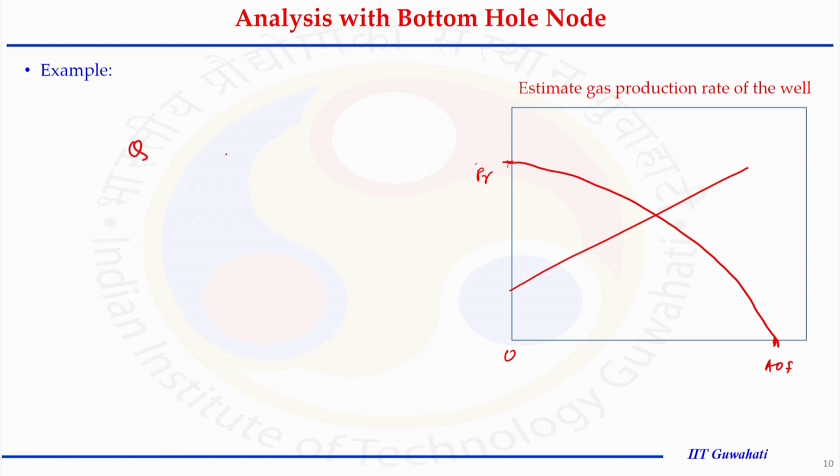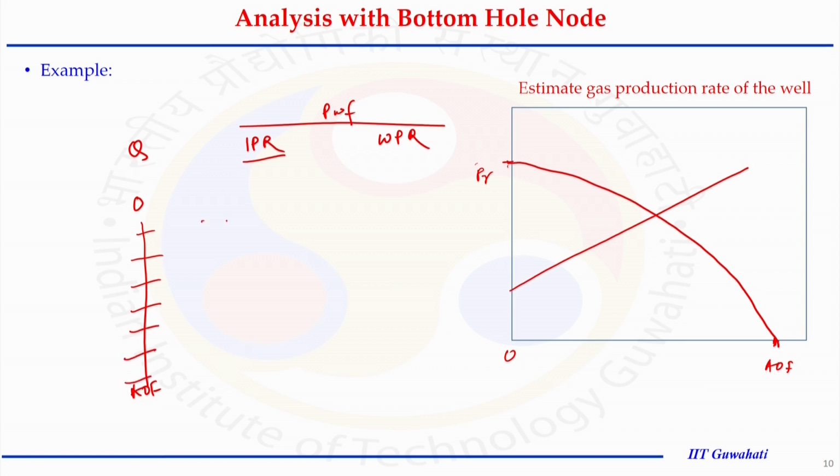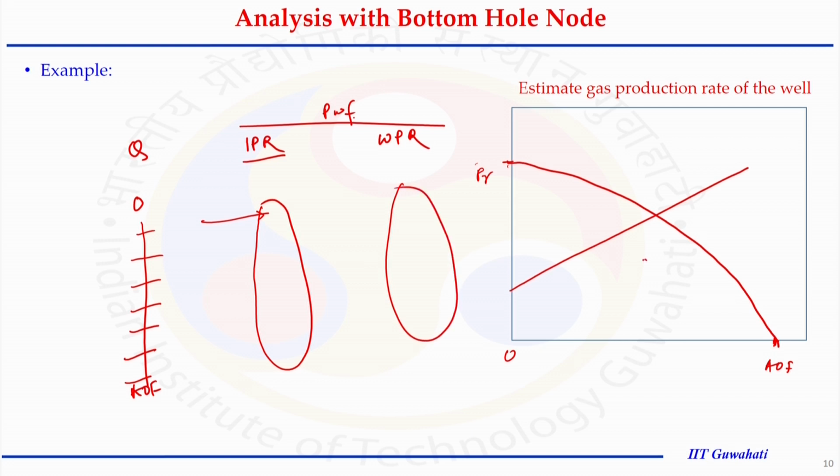So, for example, for Q, we can calculate the IPR parameter and WPR. For the IPR parameter, both are pressure, we want to calculate PWF from both the equations. The Q, which we know will be 0 when there is no production happening, and the maximum at the AOF situation. Between this, we can assume equally divided values, and accordingly we can calculate the PWF by the IPR, and the PWF by the WPR, and the values that we obtain here and here will be used to construct this.